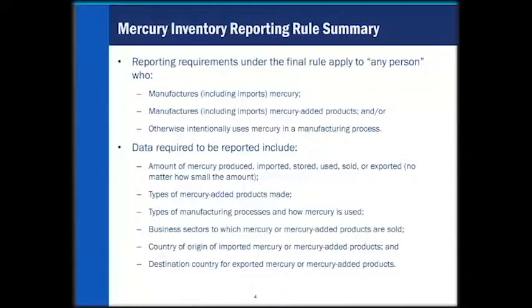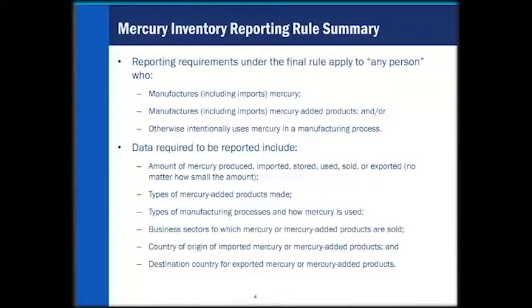And right now I'd just like to walk through who the rule applies to and the data that would be required to be submitted to the Mercury Electronic Reporting application. So by statute, the reporting requirements apply to any person who manufactures, including imports, mercury, any person who manufactures, including imports, mercury-added products, and any person who otherwise intentionally uses mercury in a manufacturing process. And in our reporting rule, the agency explained additional supply, use, and trade activities, as well as other qualitative and contextual details that such persons would need to report, and these will be addressed in detail and visually later in this presentation.